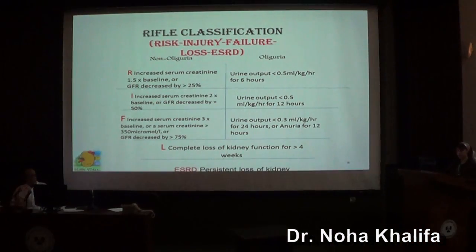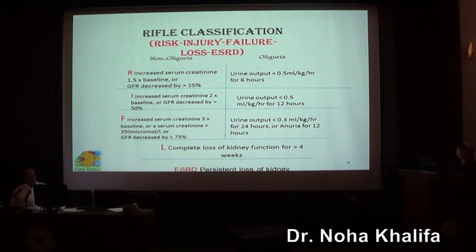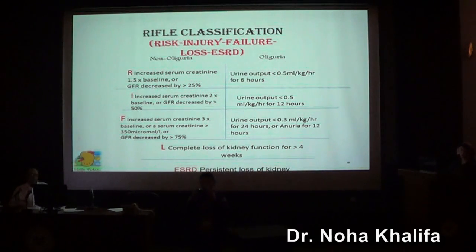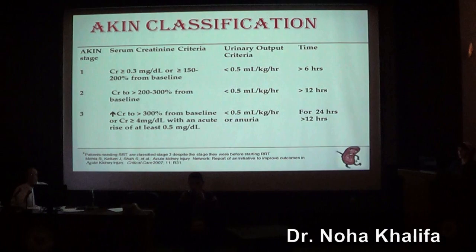Now in injury, creatinine has increased twice the baseline, GFR has decreased by half, which is 50%, and urine output is less than 0.5 milliliters per kg per hour over 12 hours. Failure is an increase 3 times the baseline, or a GFR decrease by over 75%, a urine output that's less than 0.3 for over 24 hours, or anuria for over 12 hours. Finally, in loss there is a complete loss of kidney function for over 4 weeks. And finally, it deteriorates into permanent end-stage renal disease, which means that it necessitates renal replacement therapy for over 3 months. The AKIN is a modification of the RIFLE.